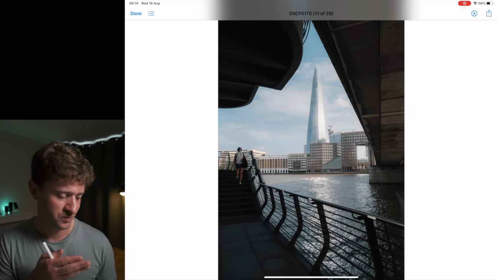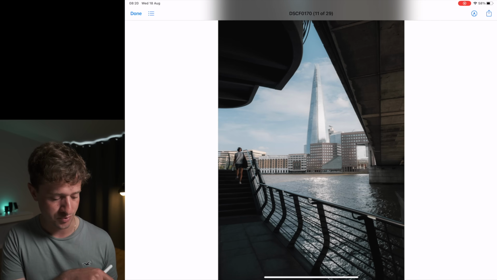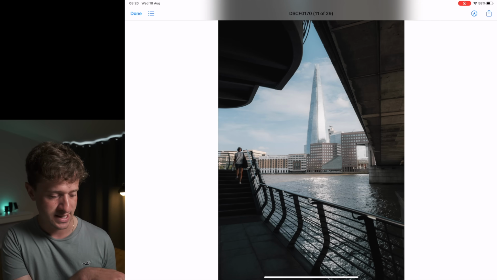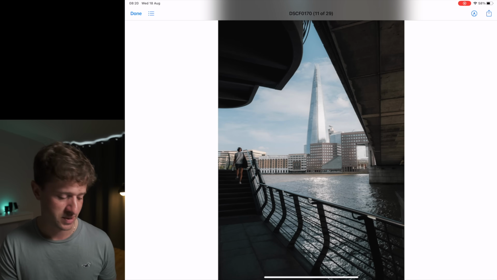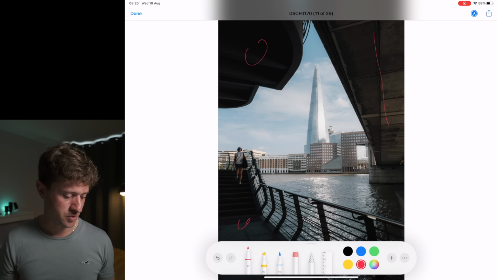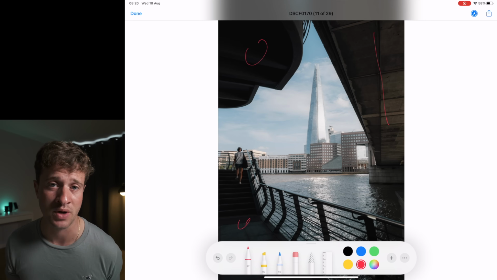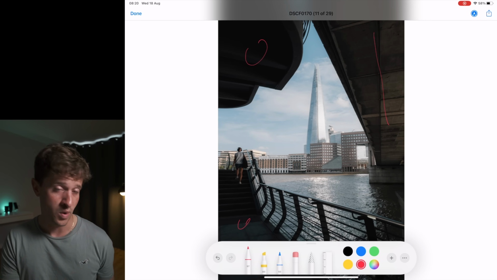It's basically the skyscraper, in this case the Shard, which is framed between the bridge or the walkway, the staircase on the top left, and the bridge. So in total we have three elements which are darker, framing the Shard, and straight away it's obvious what the subject is and where you're looking.